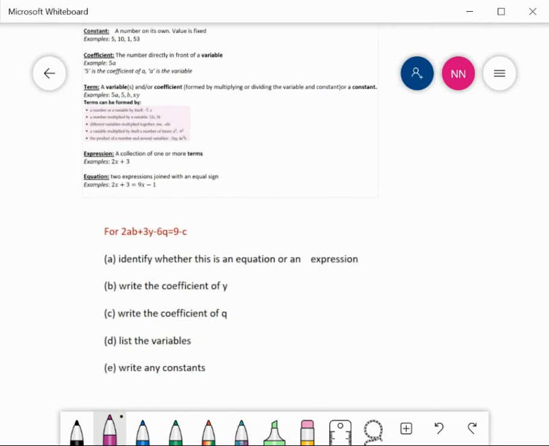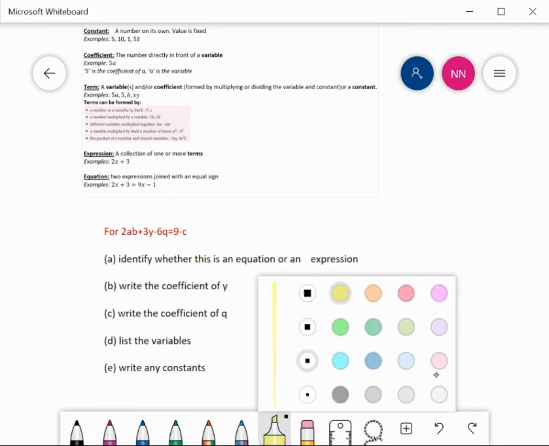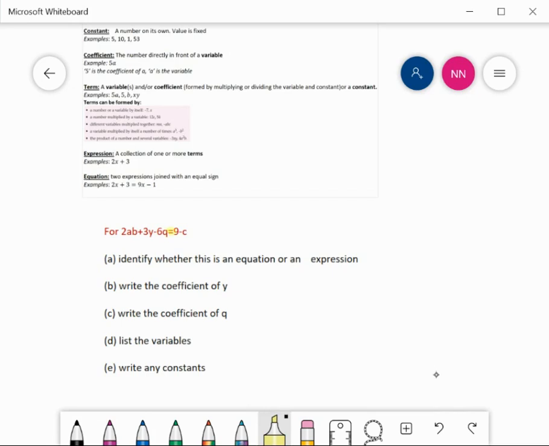2ab plus 3y take away 6q is equal to 9 take away c. So question number 1, identify whether this is an equation or an expression. Now if you have a look, it has an equal sign. The fact that it's got an equal sign tells us that it's an equation. Equation and equal sound similar. That's one of the ways to remember.